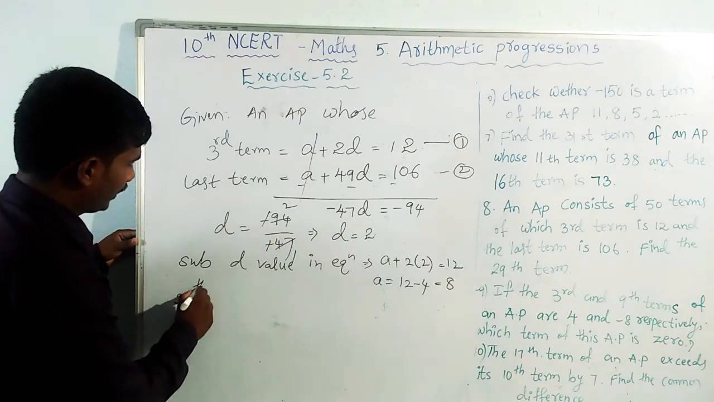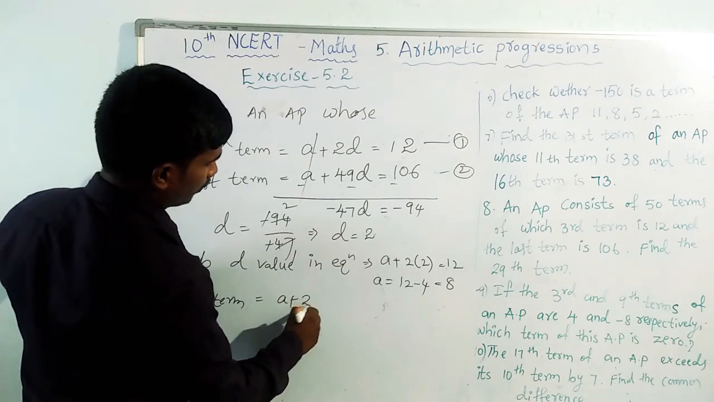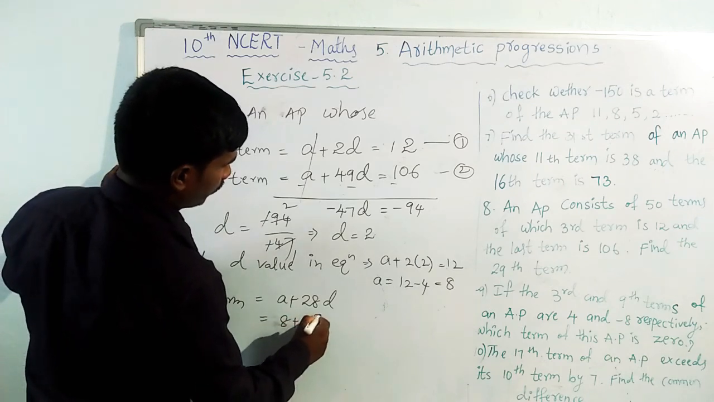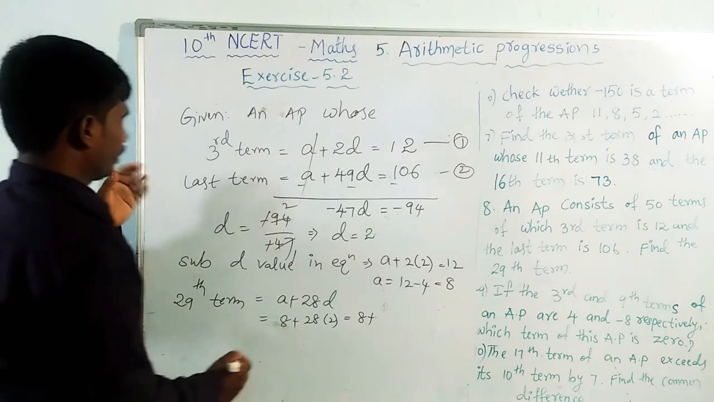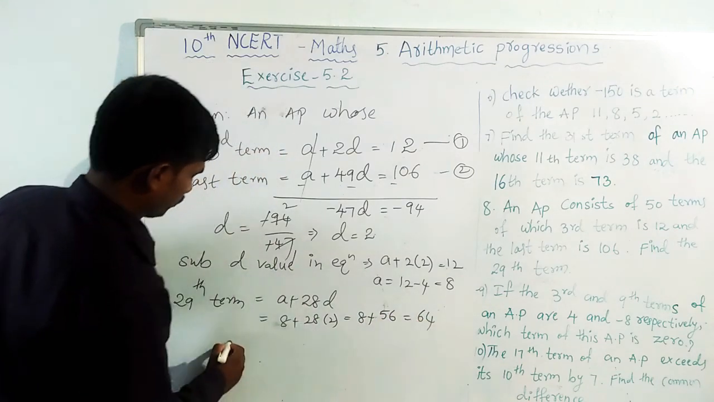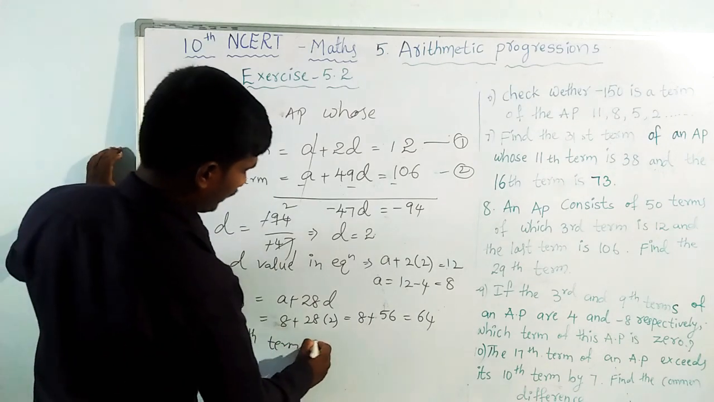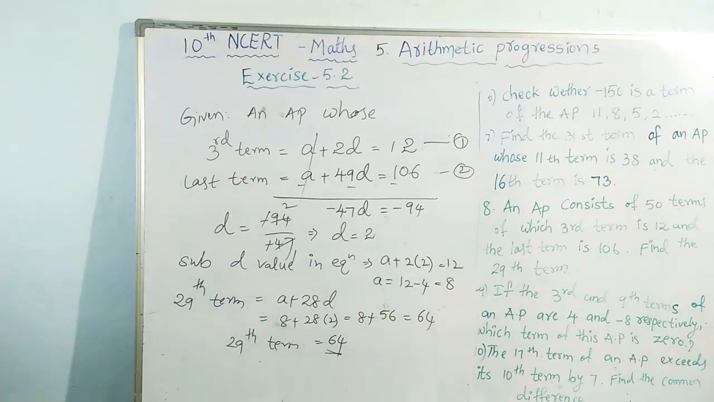Yes, the 29th term. The 29th term means A plus 28D. So A value 8 plus 28 into D value 2. So 8 plus 28 into 2 is 56. So 8 plus 56 is 64. So the 29th term of the given AP is equal to 64. That is the 8th problem. The 29th term is 64 for that given AP.